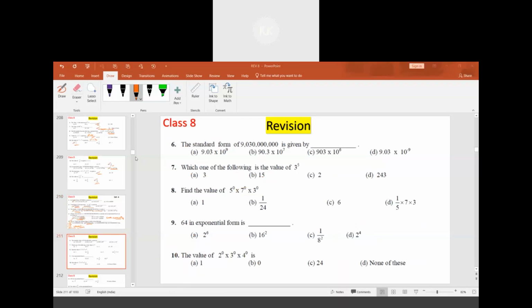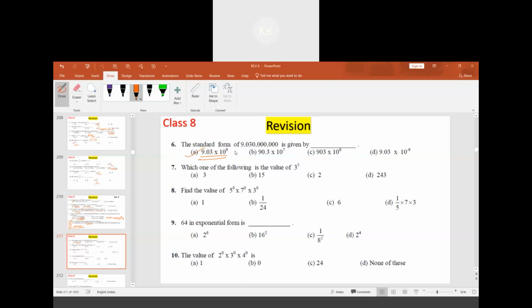Next one, the standard form of this: 9.03 into 10 to the power of 9, option A.